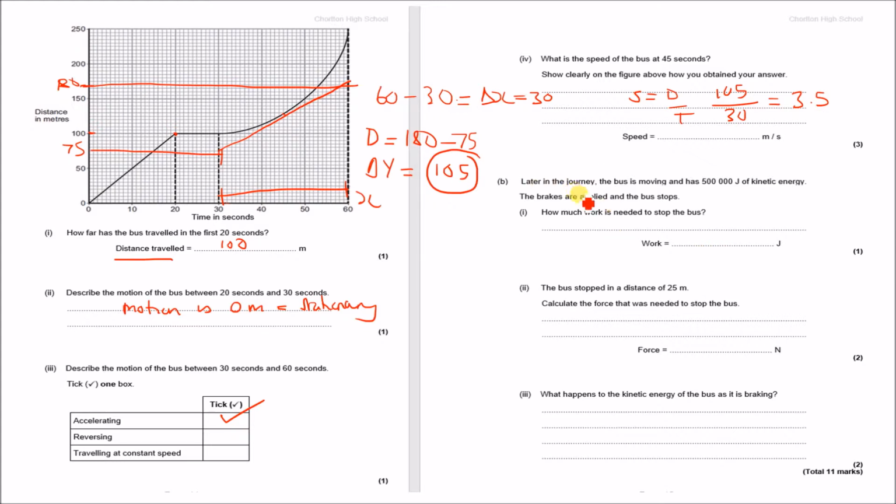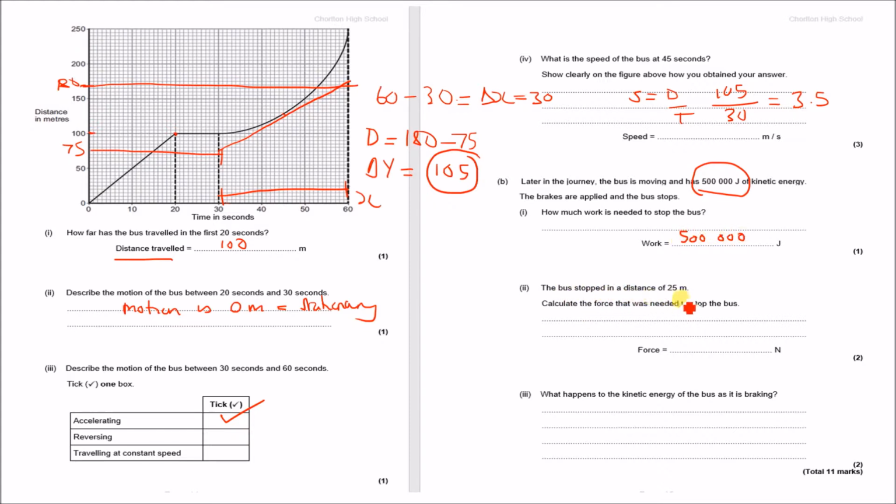Right, later in the journey, the bus is moving and has 500,000 joules of kinetic energy. The brakes are applied and the bus stops. How much work is needed to stop the bus? Well, if it's got this much energy when it's moving, to stop it, you will need that amount of energy because energy is conserved, so that is going to be equal to 500,000 joules.